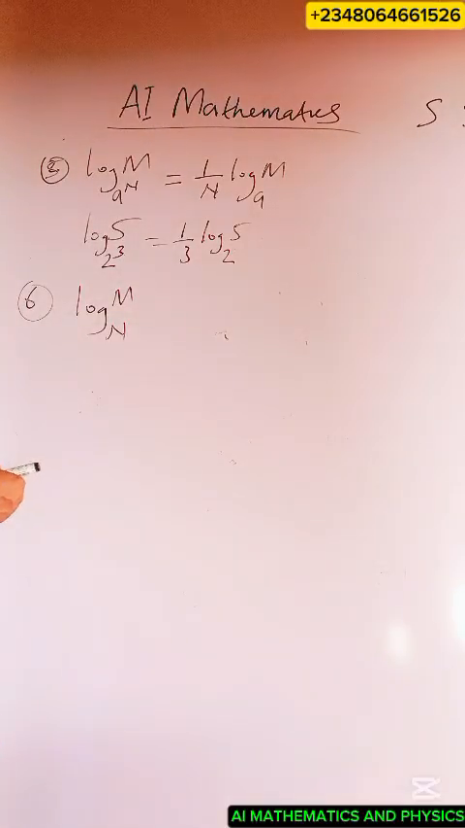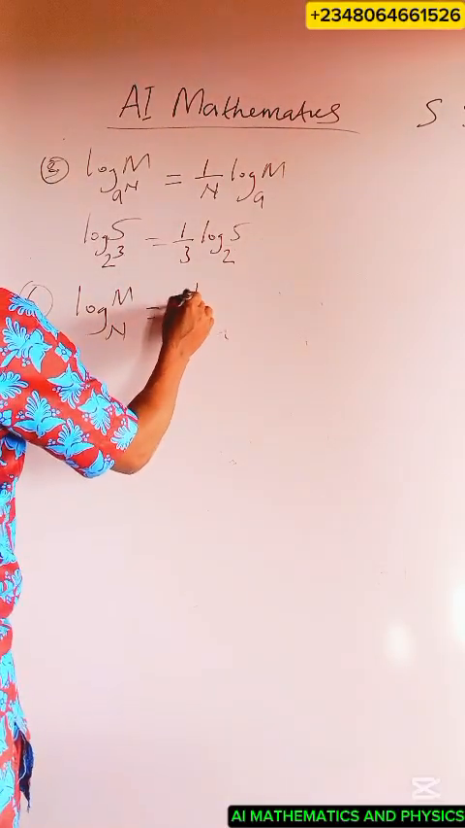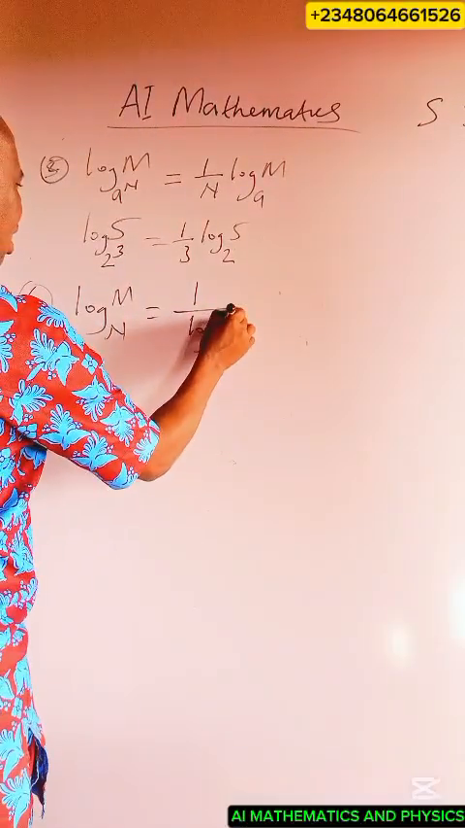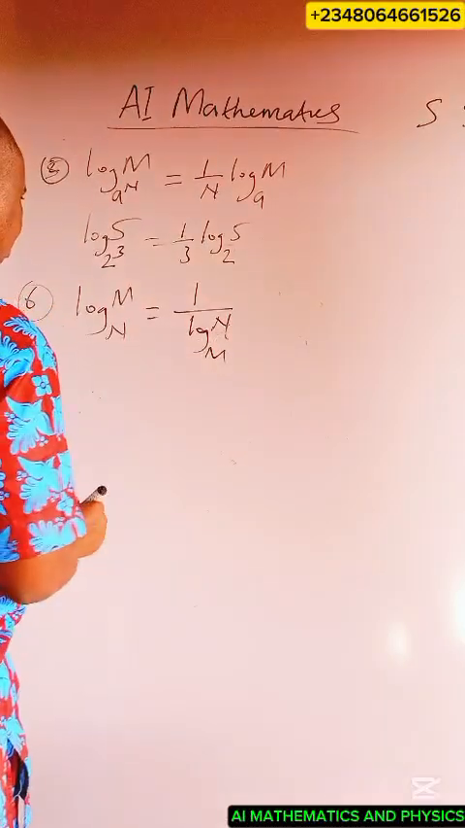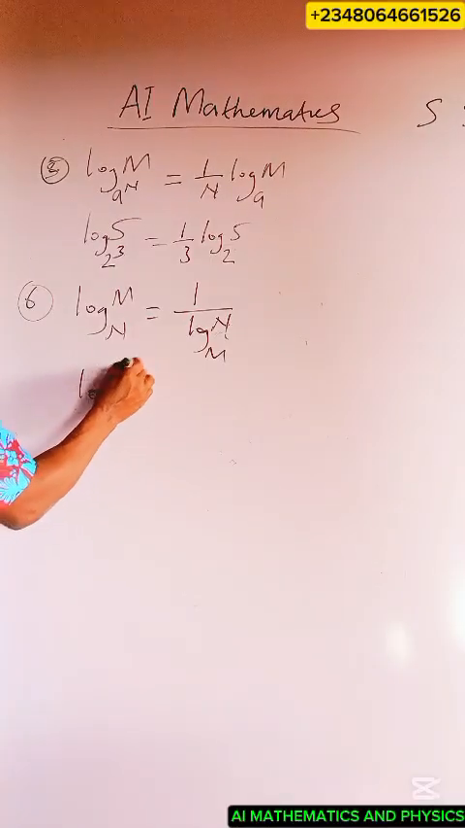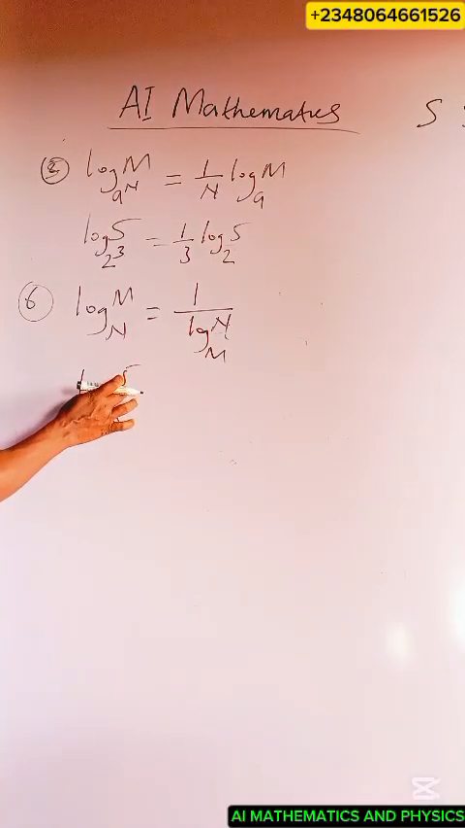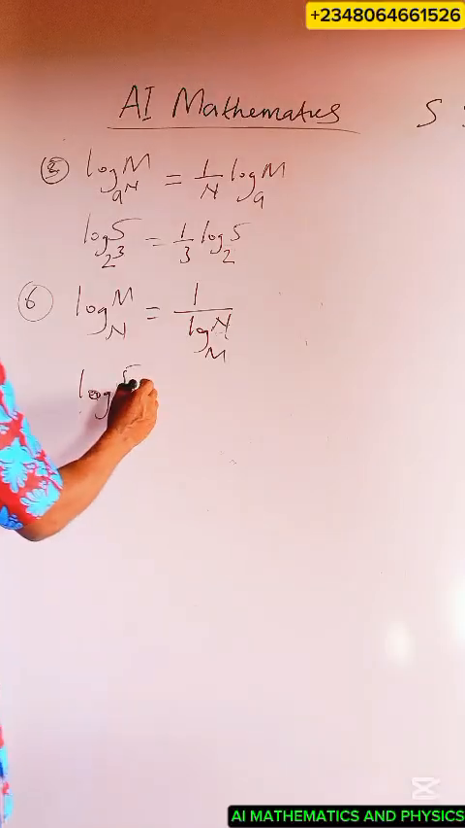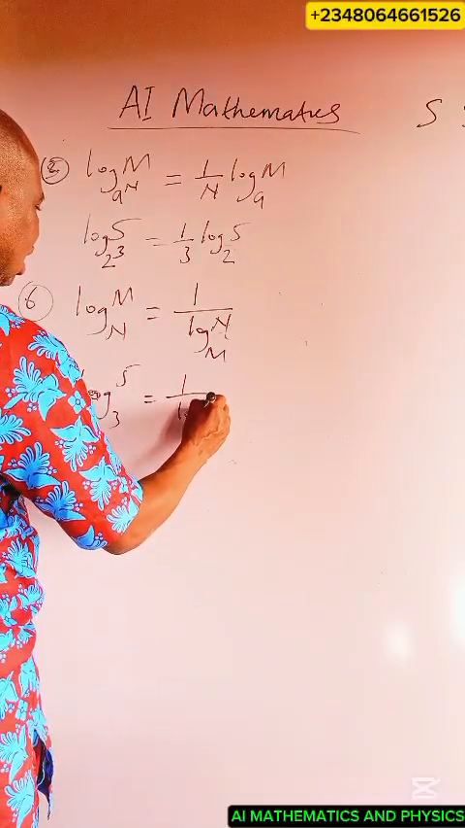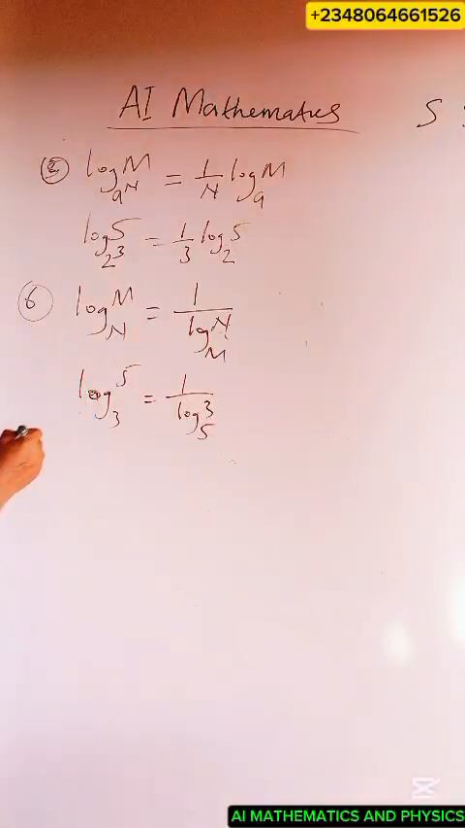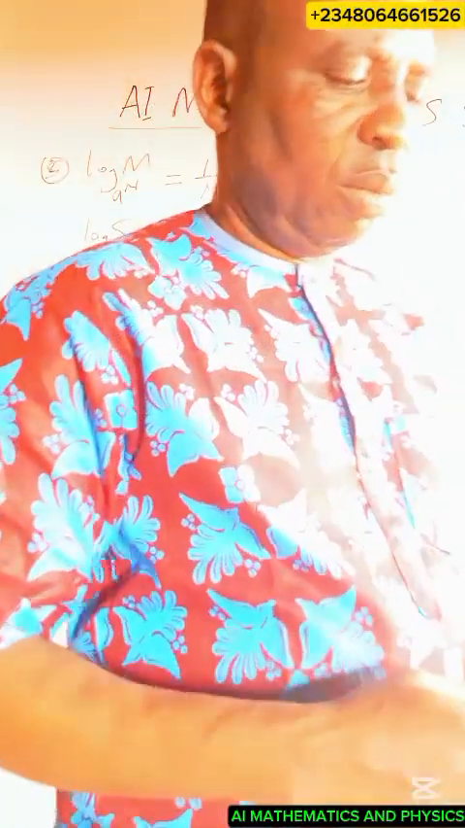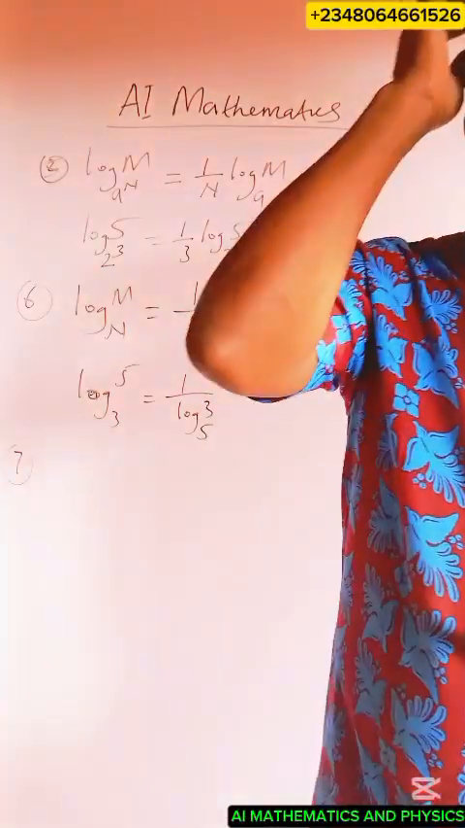You need base m. That will be 1 over log n base m. Let's say you have log 5 base 3 now, but you want base 5 and not base 3. That will be equal to 1 over log 3 base 5. I think you are following my explanation with the way I'm solving it one by one.